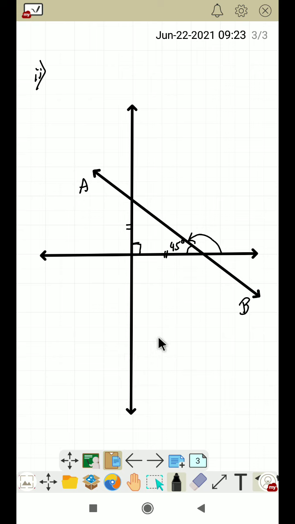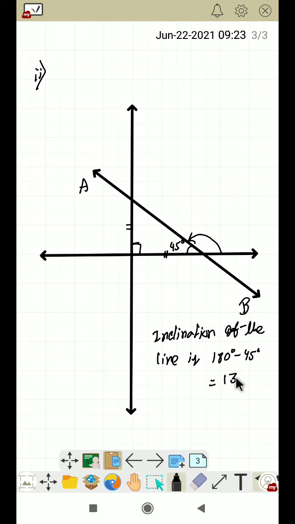So write here, the inclination of the line is 180 degrees minus 45 degrees. So this will be 135 degrees.